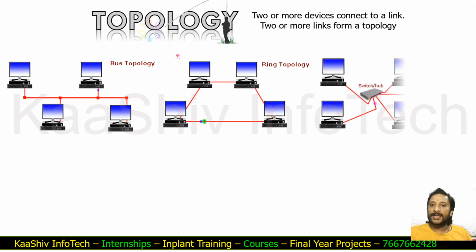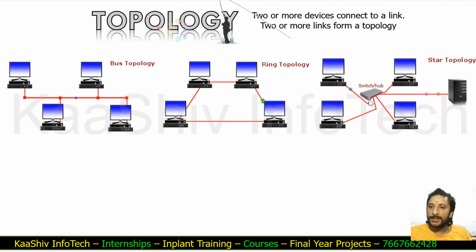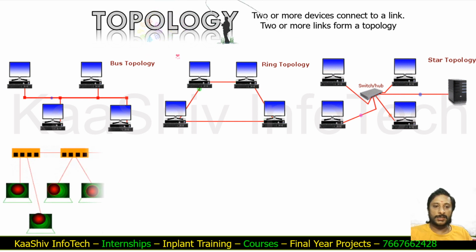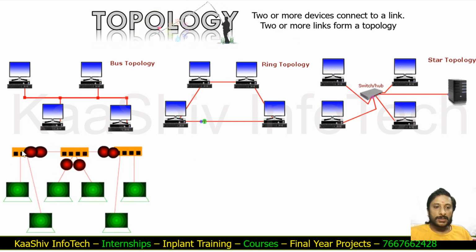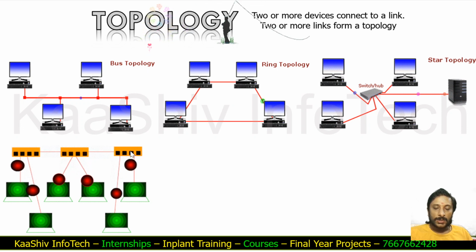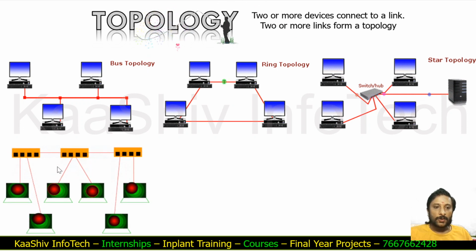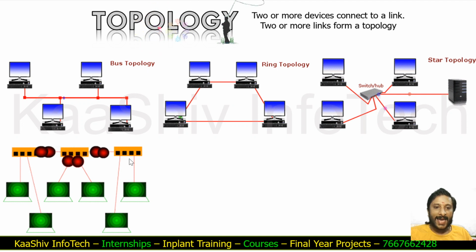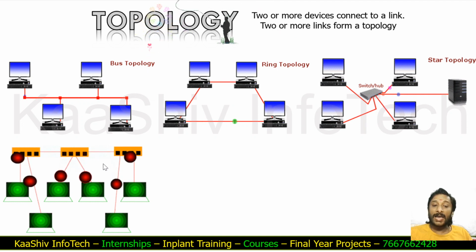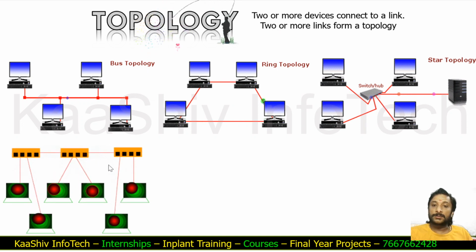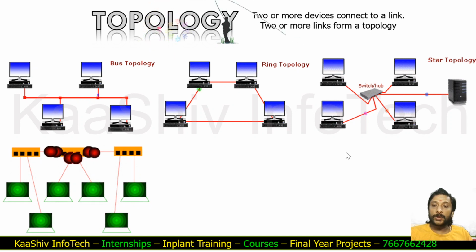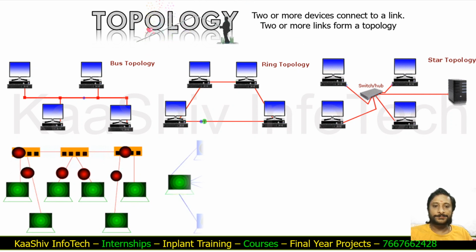The other one is where you got the switch or hub in the middle, and via this one the computers are connected. That is called star topology. Over here you got the network devices like the routers and the switches, and from there the computers are connected like this. It is called hybrid or tree topology.